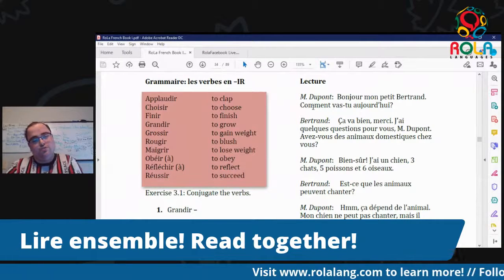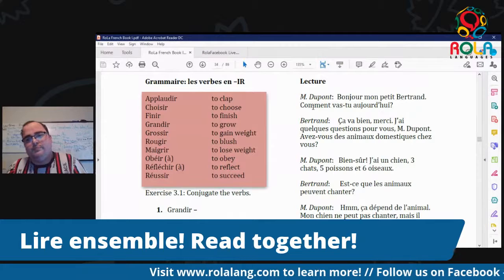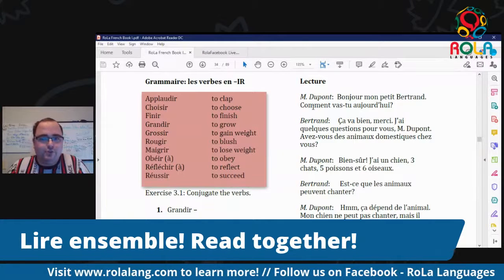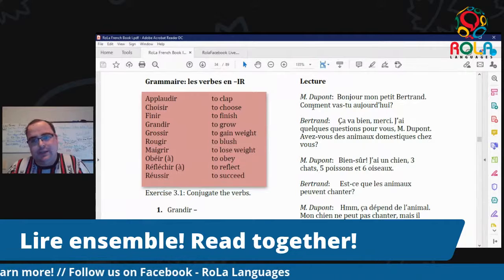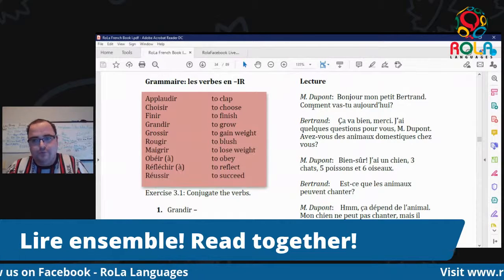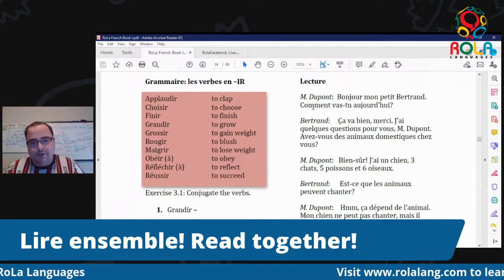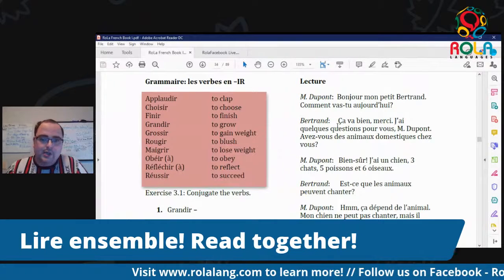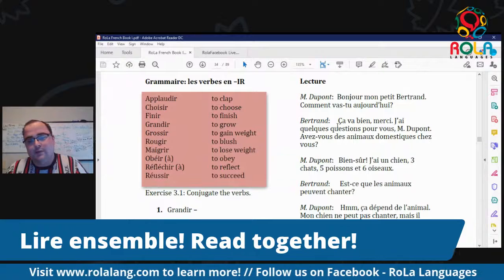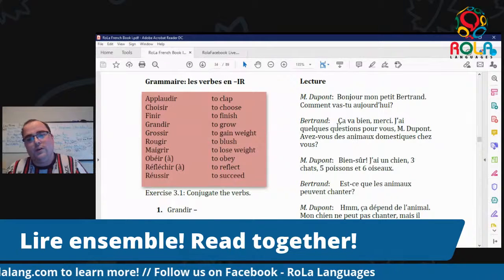Monsieur Dupont: Bonjour mon petit Bertrand. Comment vas-tu aujourd'hui? Bertrand: Ça va bien, merci. J'ai quelques questions pour vous, Monsieur Dupont. Avez-vous des animaux domestiques chez vous? Monsieur Dupont: Bien sûr, j'ai un chien, 3 chats, 5 poissons et 6 oiseaux.